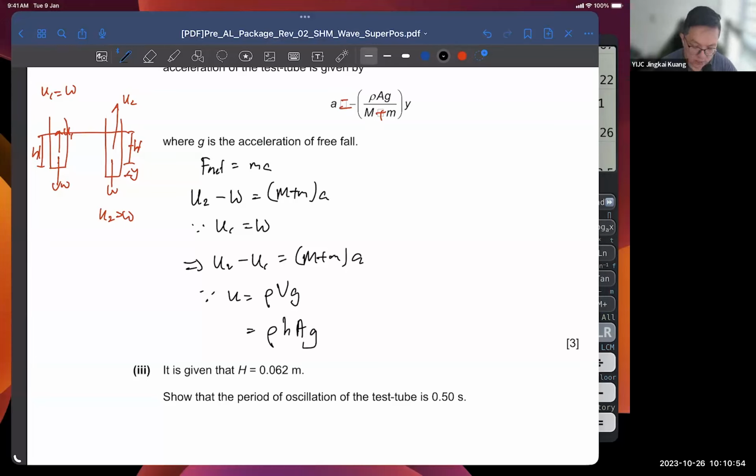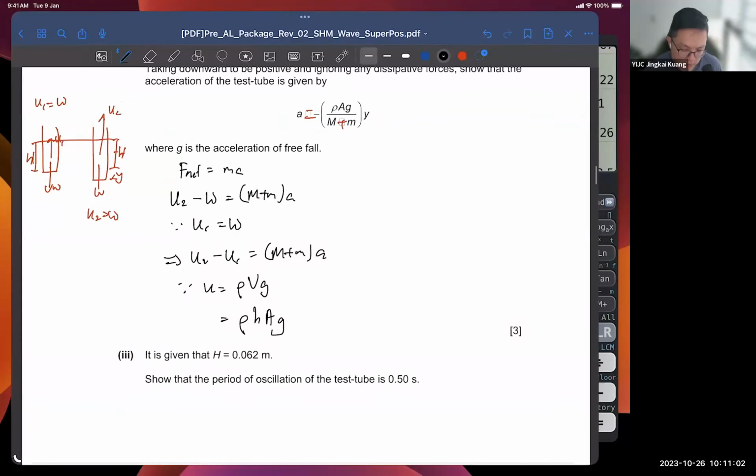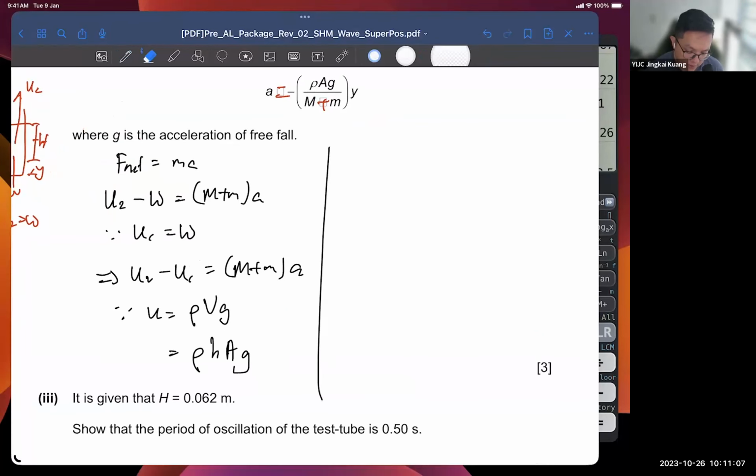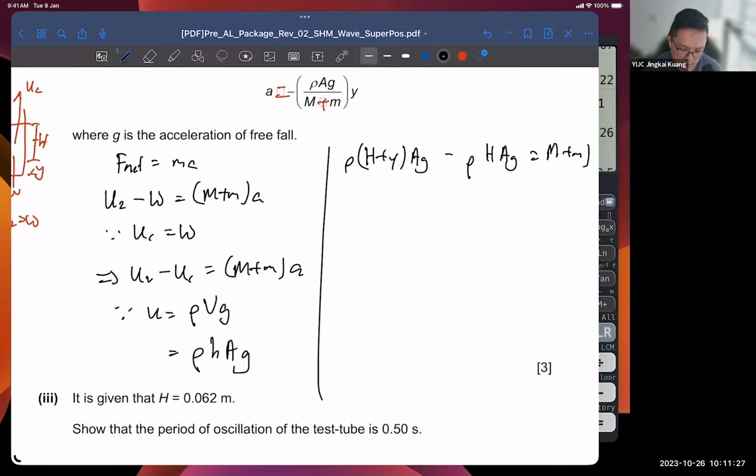Okay, so my U equals rho H A g, where H is the height. From there, I can go on to write some more stuff. Let's do a side here. U2 is the deeper height, so I can write this as rho (H plus y) A g minus rho H A g equals M plus small m times a. Look at this, the H term will cancel out. So you have rho y A g equals M plus m times a. Now we can already find a. So a equals, shifting the M plus m over, rho A g over M plus small m times y.